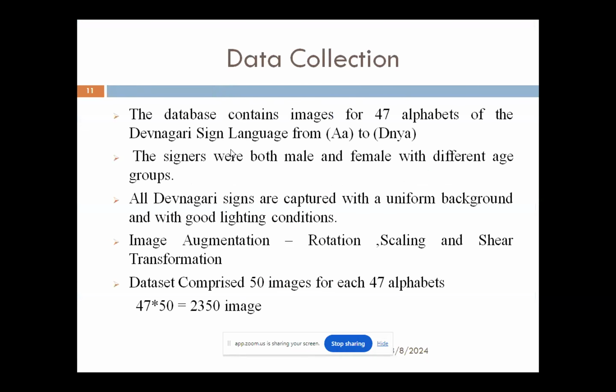Data collection: the data set contains the images for 47 alphabets of the Devanagari sign language from A to Nya. The signers were both male and female with different age groups. All Devanagari signs are captured with a uniform background and with good lighting conditions. After that, image augmentation techniques such as rotation, scaling, and shear transformation are applied on the images. So the total data set comprises 50 images for each of the 47 alphabets. In total there are 2,350 images for training and testing.